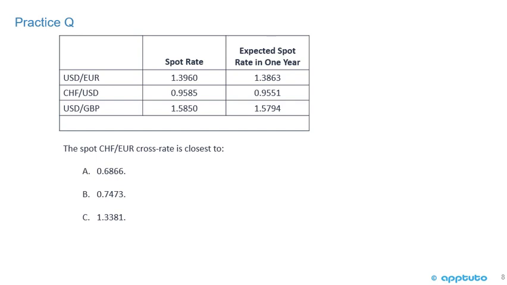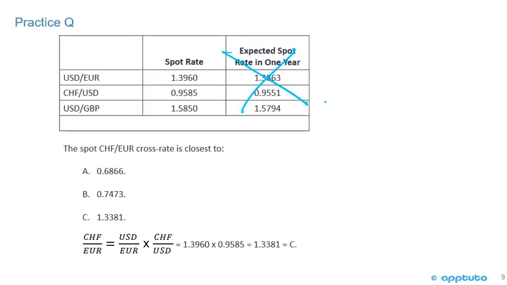So this is something new. It's the expected spot rate in 1 year that they're giving to us. So it's saying here the spot Swiss franc to euro cross rate is closest to A, 0.6866, B, 0.7473, or C, 1.3381. So in this case, the expected spot rate in 1 year, we didn't need it, okay?